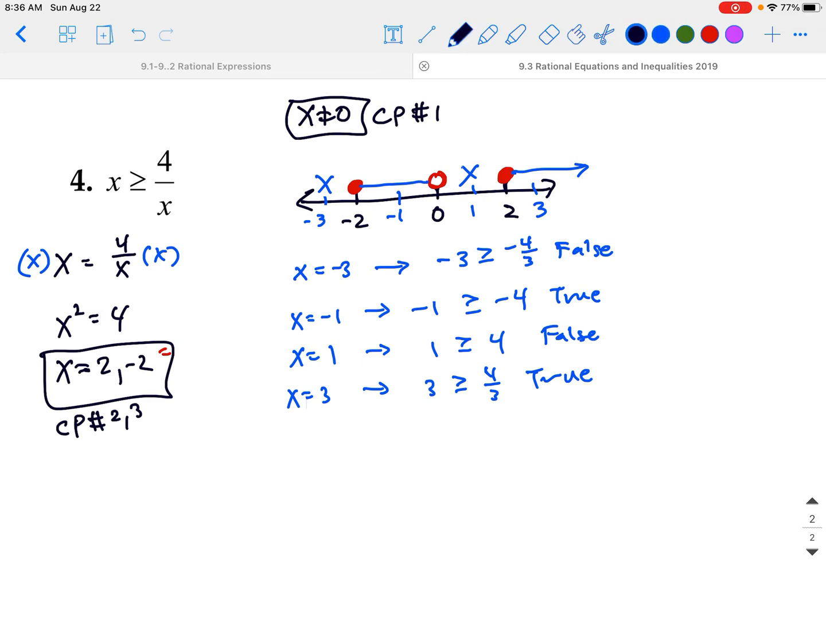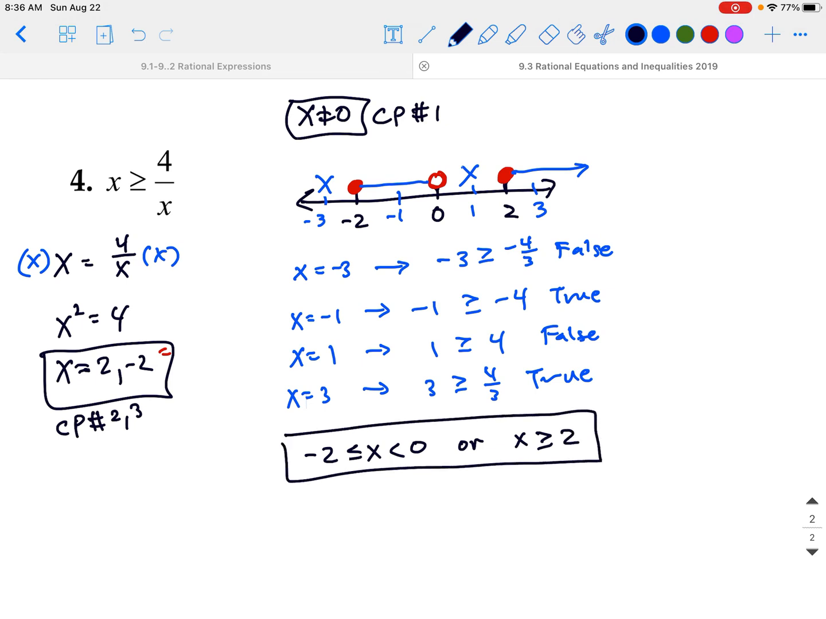But now we have 2 regions, so we do need to be careful with our notation. So that means that negative 2 is less than or equal to x is less than 0, or x is greater than or equal to 2. So that is our answer.